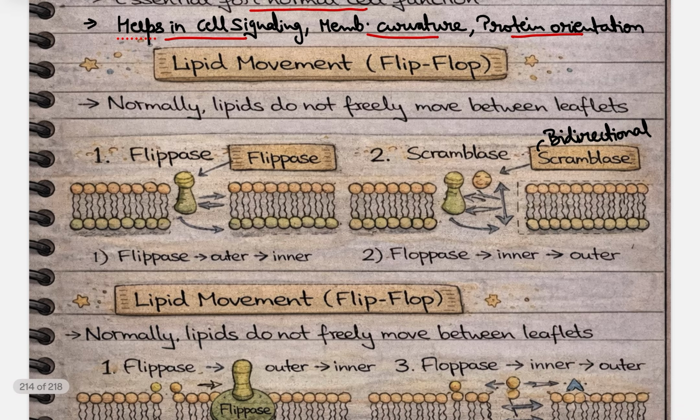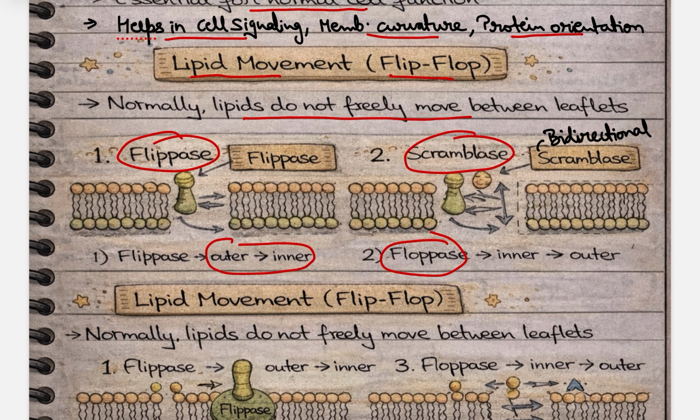Now let's talk about lipid movement or flip-flop movement. Normally lipids do not freely move between the leaflets. Three types of enzymes are involved: flippase, floppase and scramblase. Flippases are involved in lipid movement from the outer to inner region. Floppases are involved in inner to outer movement, and scramblases allow bidirectional movement of lipid molecules between the leaflets.